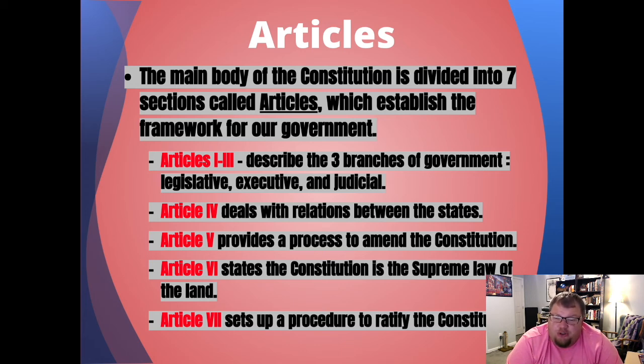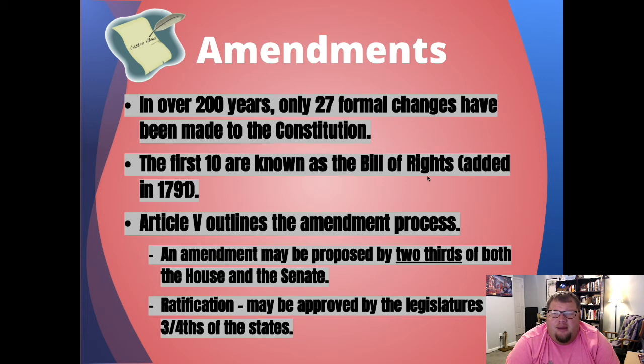So then it goes to Article 6, which states the Constitution is the supreme law of the land. Okay? Nothing's above it. It is the highest law of the land. And then Article 7 is a procedure on how to ratify the Constitution. And so if we look at the amendments, over 200 years, there's been 27 amendments that have been added to the Constitution. The first 10 were the Bill of Rights that were added in 1791.